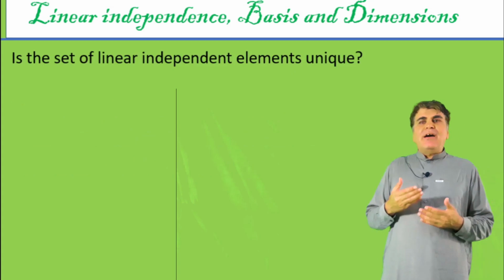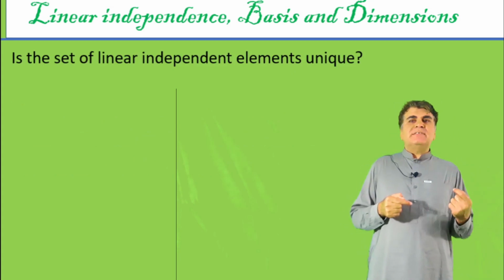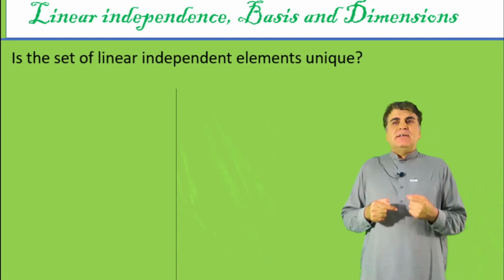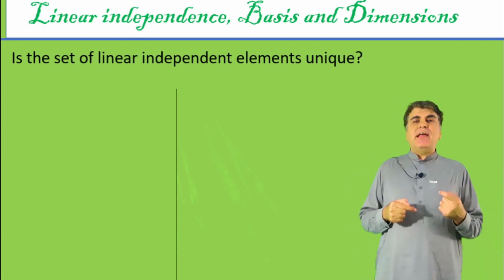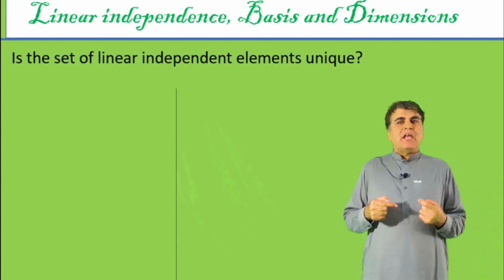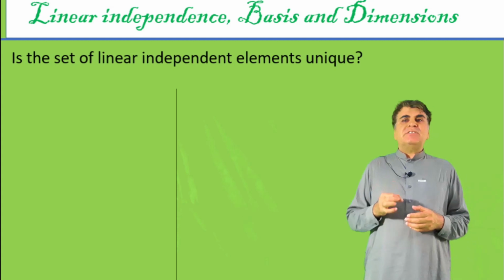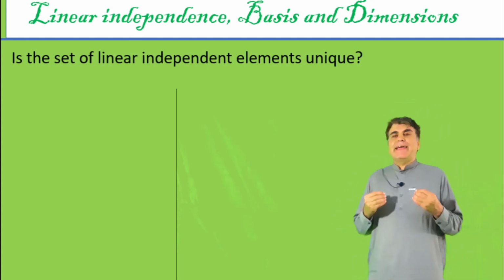Now let me ask a question here. Is the set of elements constituting the basis of a vector space unique? That is, is there only one such set of independent elements for a vector space? The answer is no, because in a vector space, different sets of linearly independent elements exist.